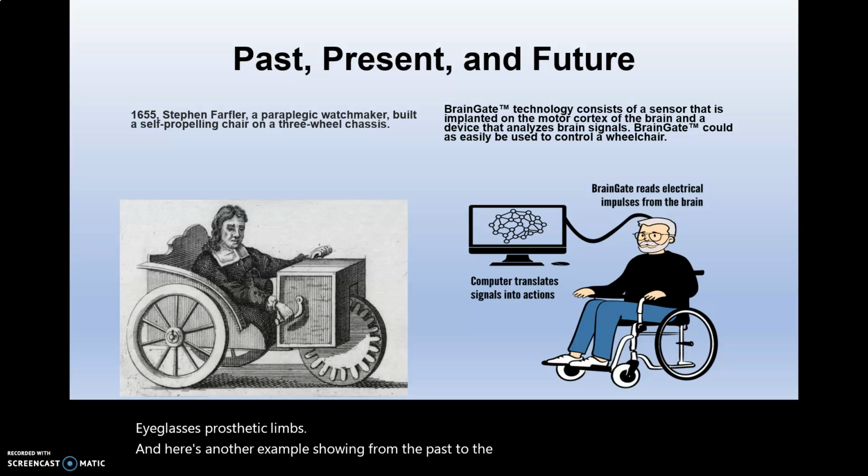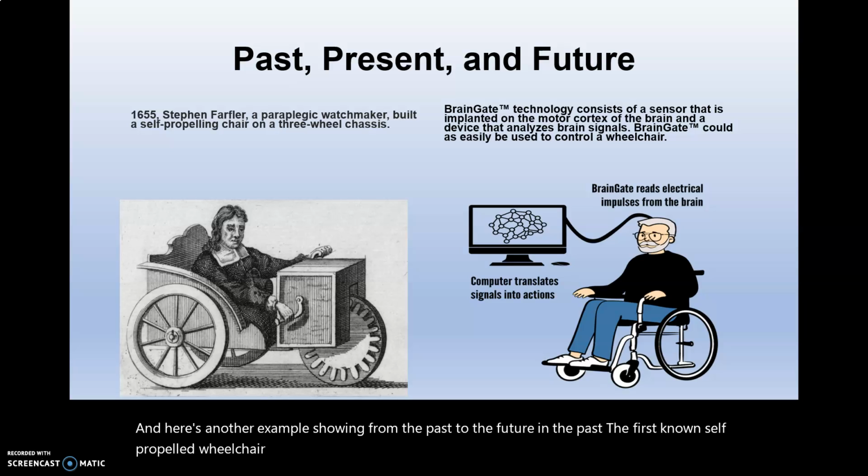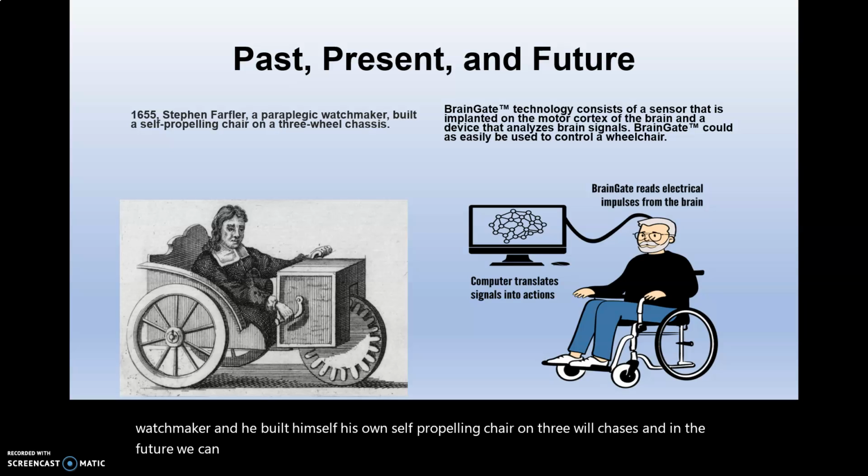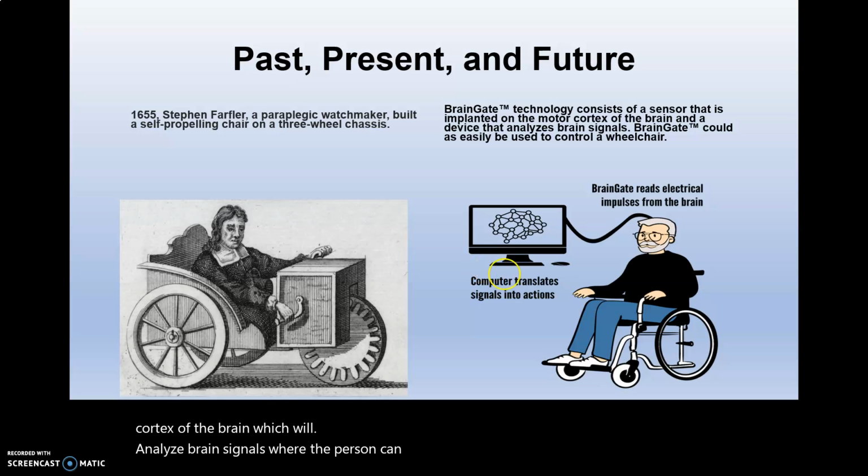In the past, the first known self-propelled wheelchair was designed in 1655 by Stephen Farfler. He was a paraplegic watchmaker, and he built himself his own self-propelling chair on a three-wheel chassis. And in the future, we can look forward to BrainGate technology, which will implant a sensor in the cortex of the brain, which will analyze brain signals, where the person can actually just think about moving their wheelchair in order to control it.